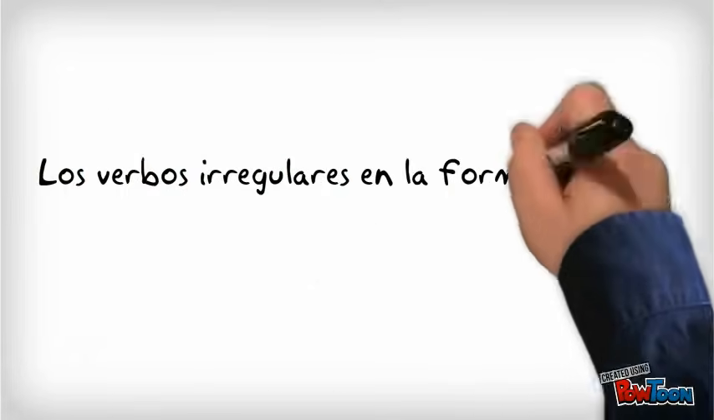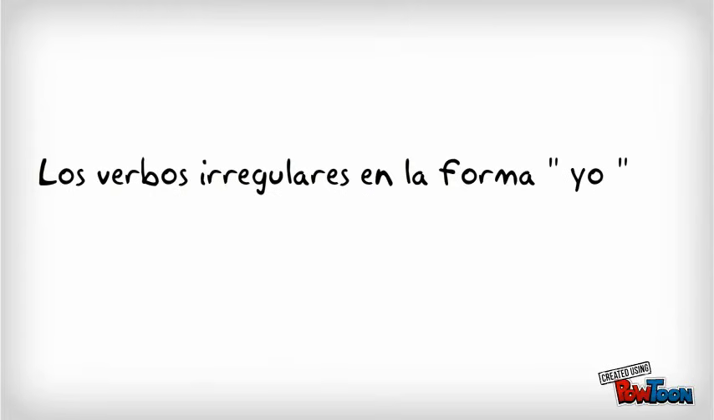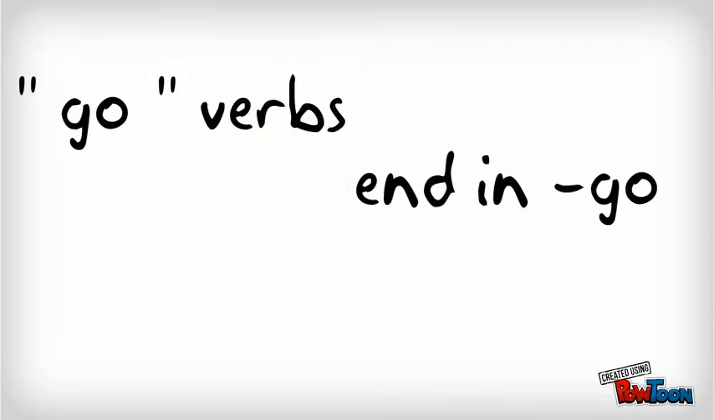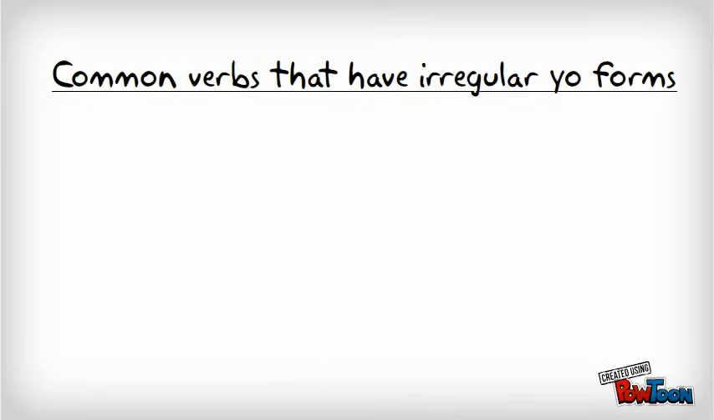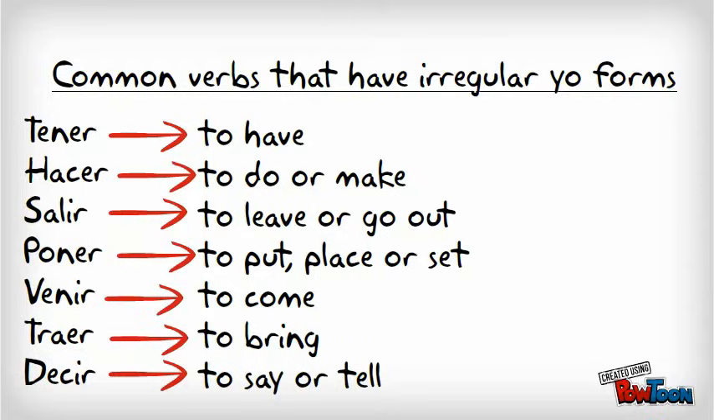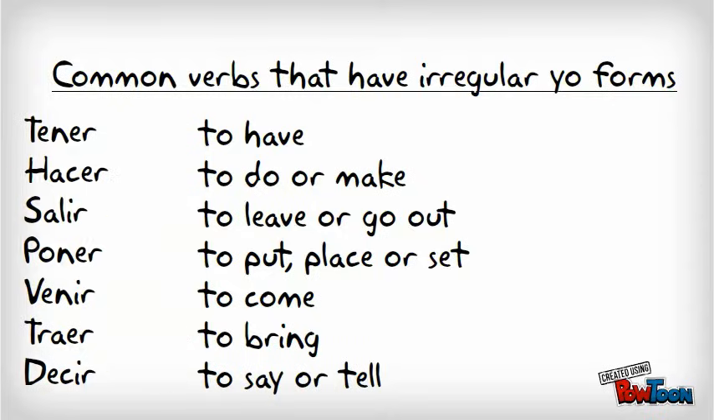Hola a todos. En este video vamos a aprender de uno de los verbos que son irregulares en la forma yo. Hey everybody. In this video, we're going to learn about some of the verbs that are irregular in the yo form. Many times you will hear these verbs referred to as go verbs. This is because many of them end with the letters G-O. This video is going to focus on a few of the most common go verbs, but there are many verbs in Spanish that are irregular in the yo form. Let's get started, shall we?